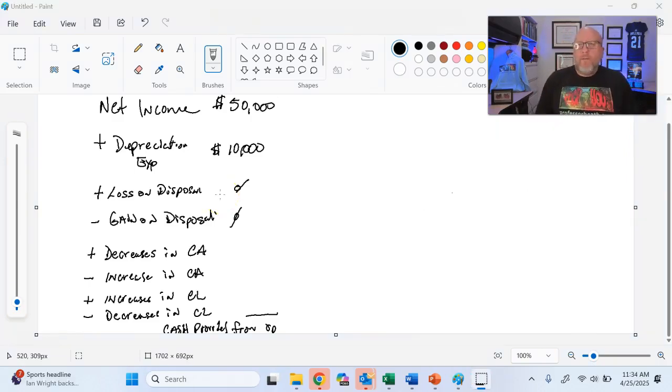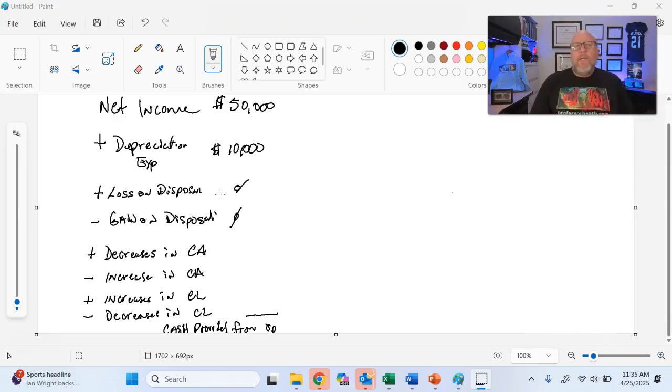Okay, I'm going to go on. I erased some stuff just so that we make things easier to follow. Disposal of an asset. Any cash that we receive from the sale of a long-term asset should be recognized in the investing section. However, the gain or loss associated with that sale shows up on the income statement.